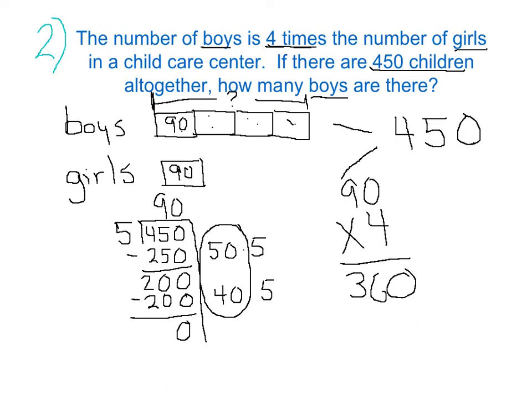And that would be 360. So that means that there are 360 boys in the child care center.